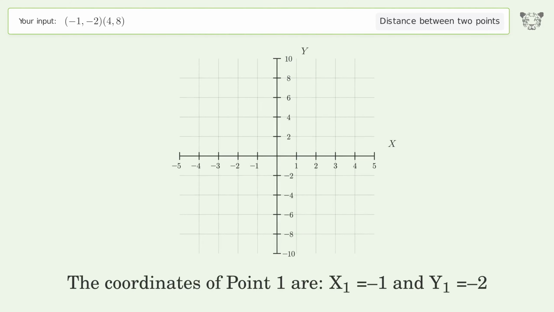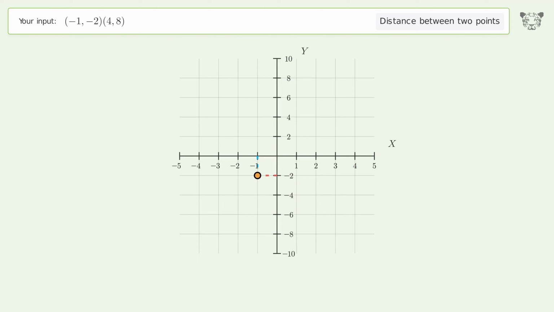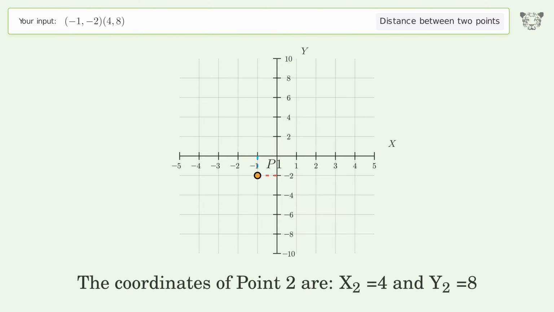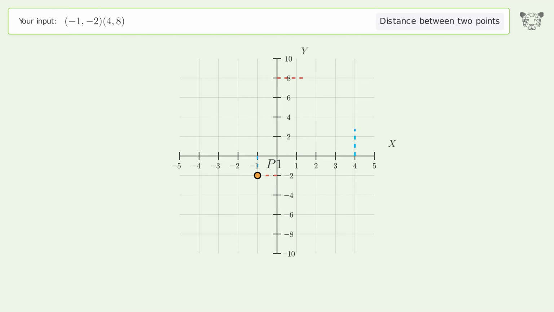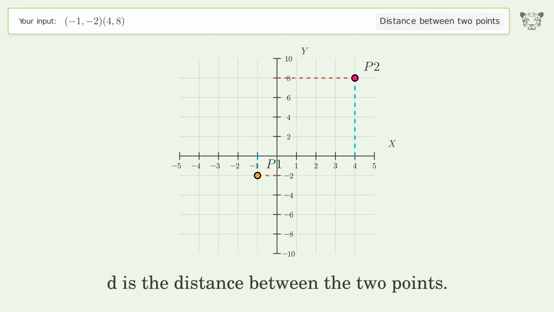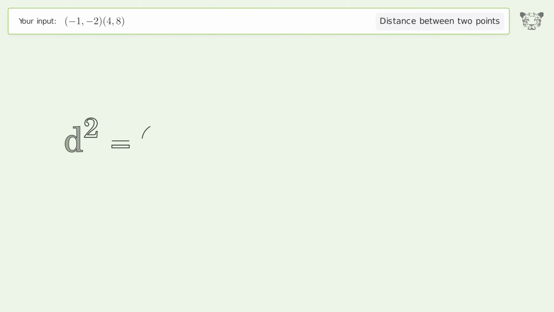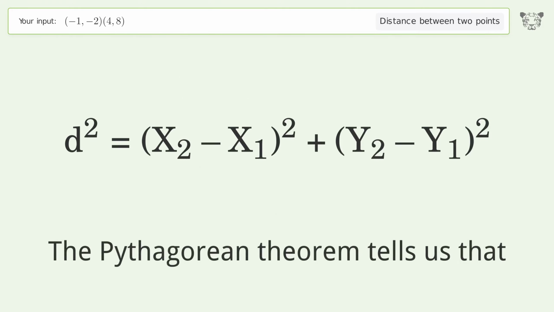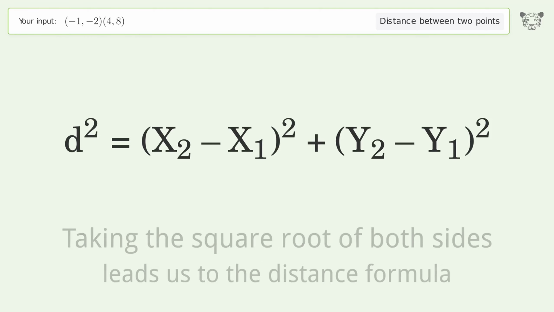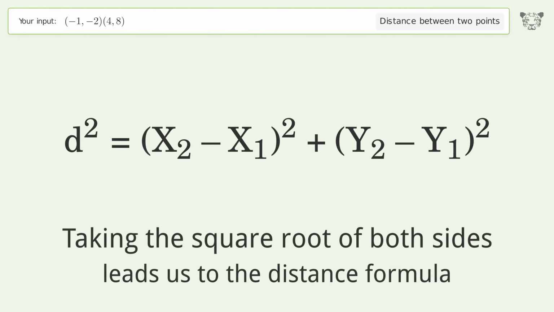The coordinates of point 1 are x1 equals -1 and y1 equals -2. The coordinates of point 2 are x2 equals 4 and y2 equals 8. D is the distance between the 2 points. The Pythagorean theorem tells us that taking the square root of both sides leads us to the distance formula.